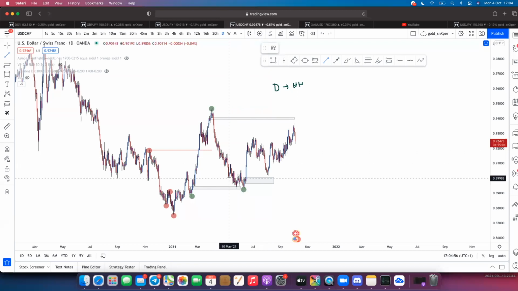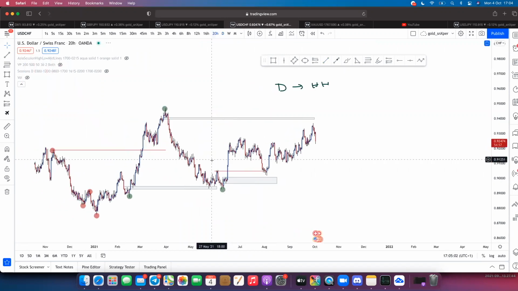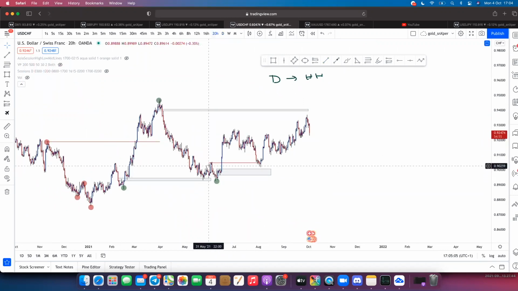So then there was some internal trend here, which shifted bullish here, wasn't it? Let me go slightly lower. So you had a bearish market here. Can everyone see this? Yeah.